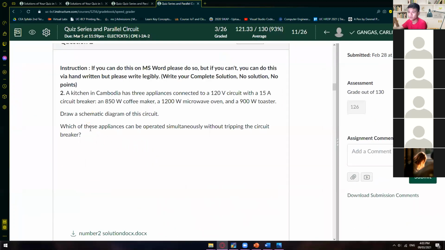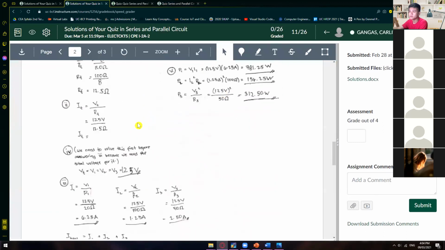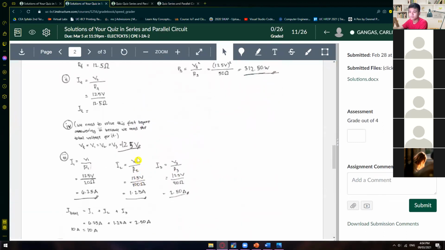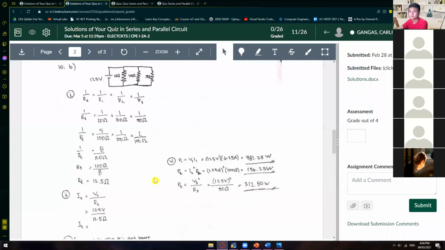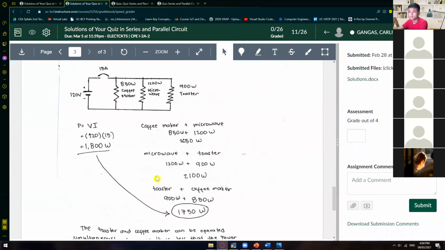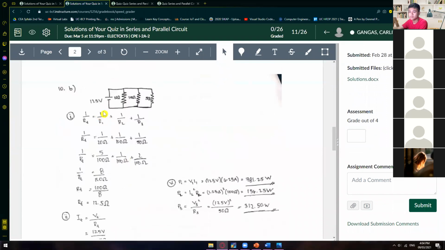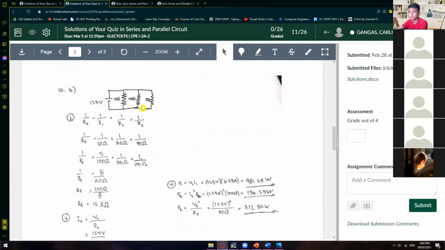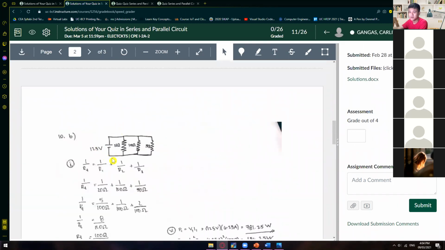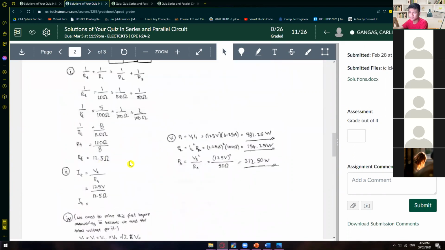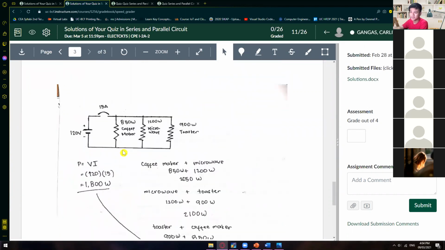So the second question is which of these appliances can be operated simultaneously? Sorry. Is this number two? No, this is not the letter or number two. I guess this is still part of number one. Anyway, so this is the circuit diagram of number two.